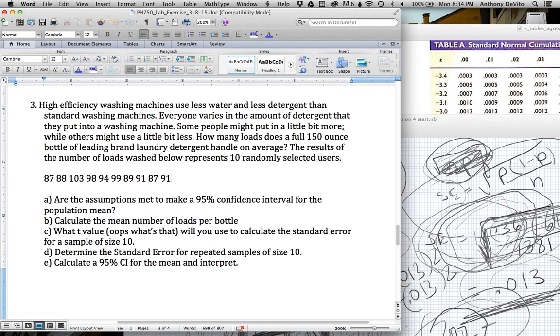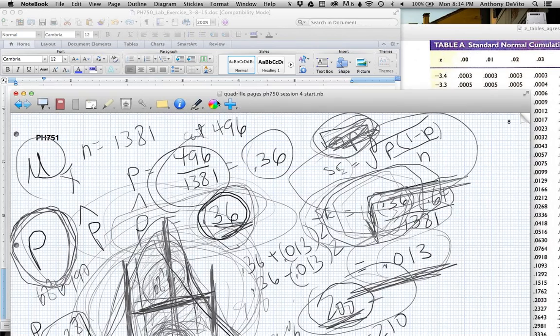High efficiency washers, the result: how many loads are full out? The results in number of loads washed. We don't really care what this whole thing is telling us. All we really care about is that its sample size is 10, right? Is it really 10 people there? 4 or 5. There's really 10 people there, 10 results there. The sample size is 10. These are the results of that sample. Okay, and let's calculate what the mean of that sample is.